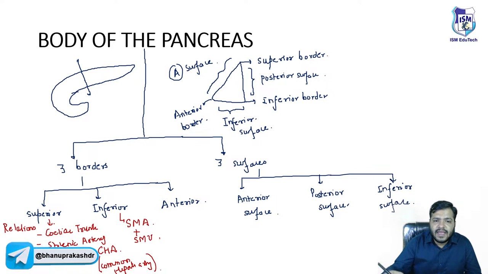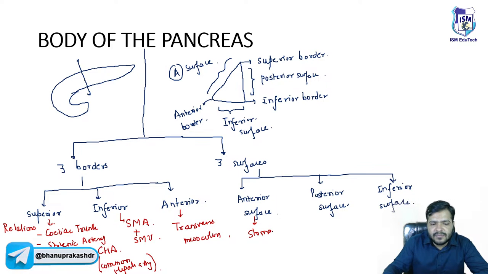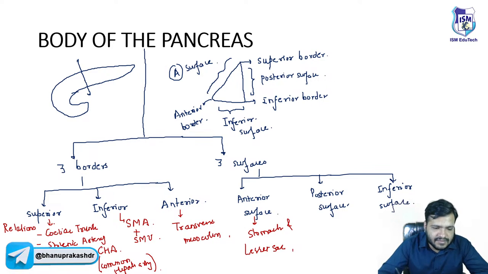So simple. Anteriorly, nothing, you just have to remember we have the transverse mesocolon, right? Now if we come to the anterior surface, beta, on the anterior surface you will have the stomach, because everything is behind the stomach. The stomach and the lesser sac.